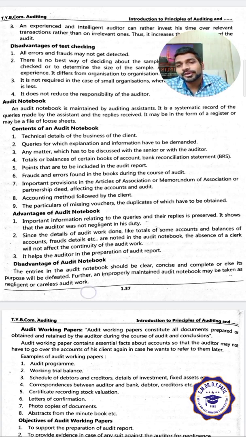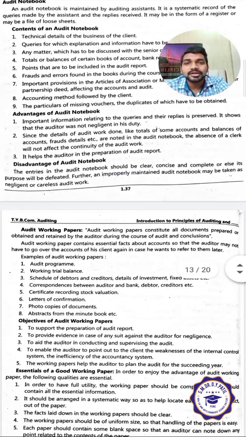And the advantage of the audit notebook is that the important information relating to the queries and their replies is preserved. It shows that the auditor was not negligent in his duty, since the details of audit work done, like totals of some accounts and balances of accounts, fraud details, etc., are noted in the audit notebook. The absence of a clerk will not affect continuity of audit work. It helps the auditor in the preparation of the audit report.